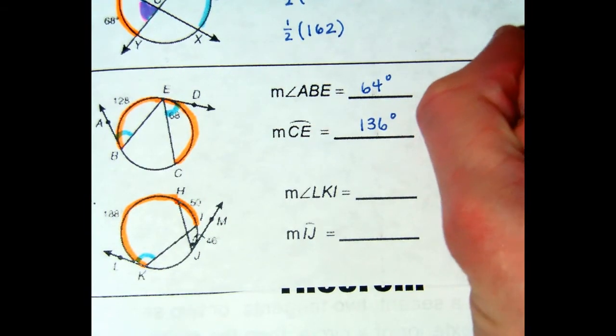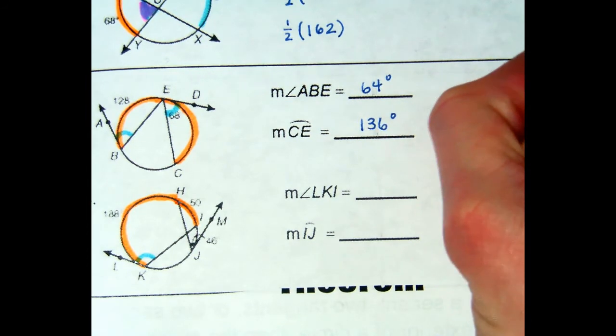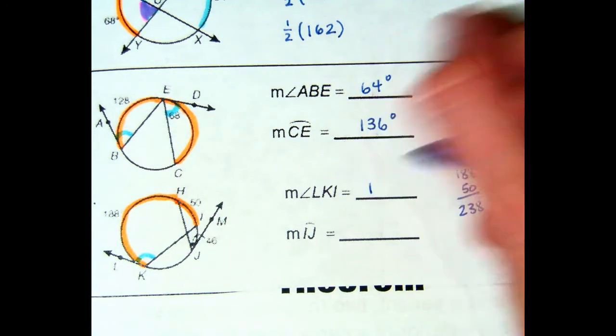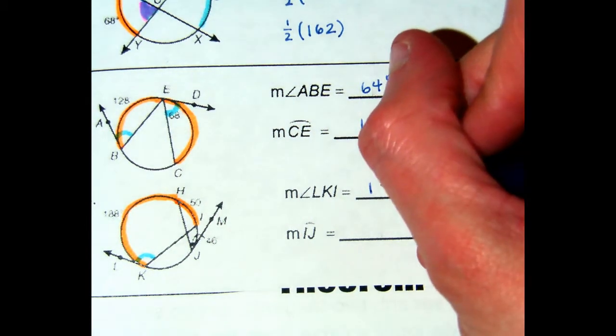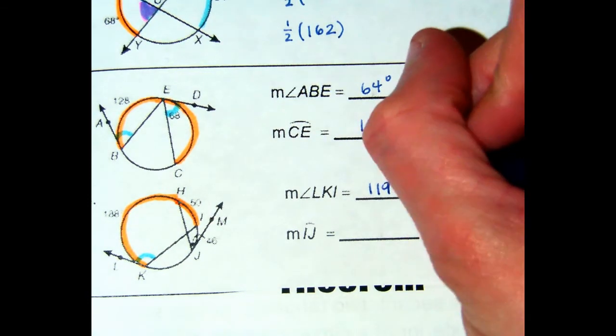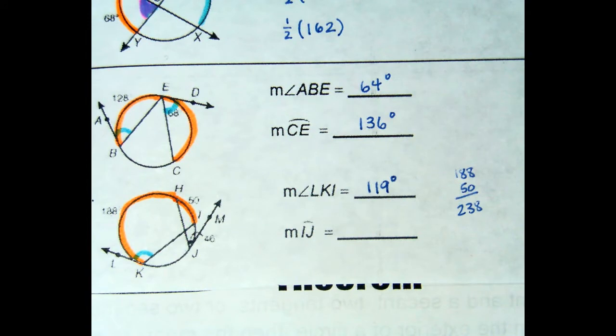238. What is LKI compared to that? What is half of 238? 119. Okay, I couldn't hear. That air cutting on and off makes me not be able to hear anything.